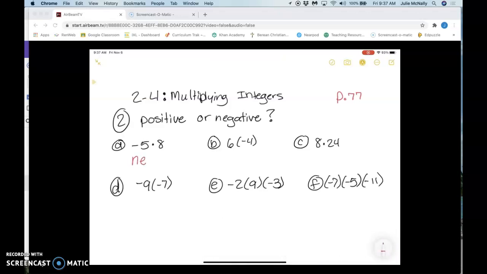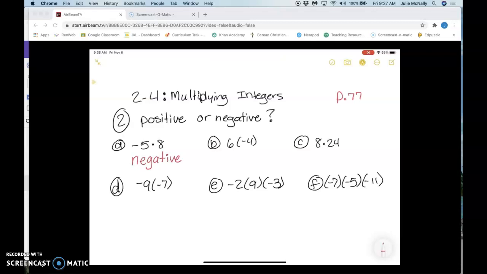Negative. What? No. We're looking at how many negative signs there are. Do you see how there's a negative 5 and then a positive 8? Because there's only one negative in the problem, the answer is going to be negative. Just keep watching. You'll get it the more we do.